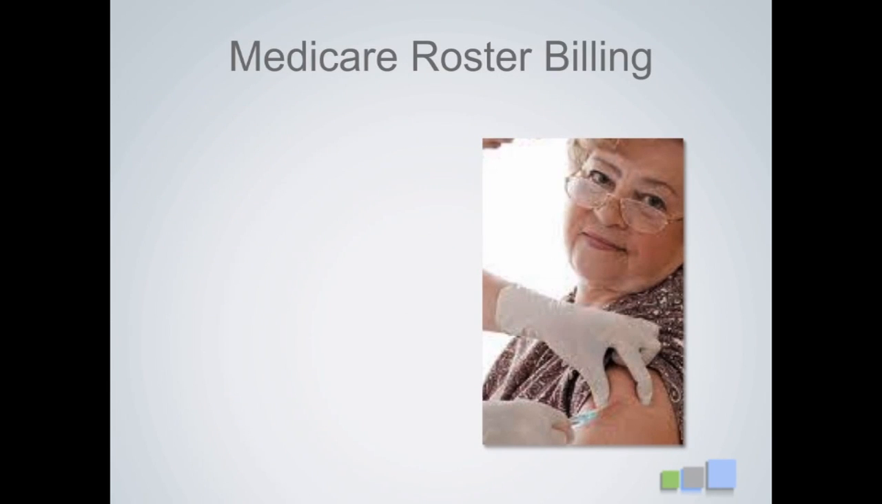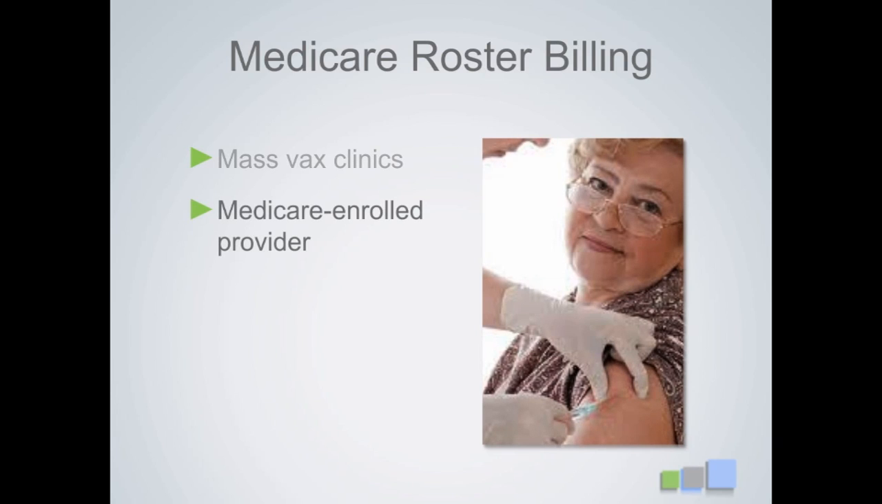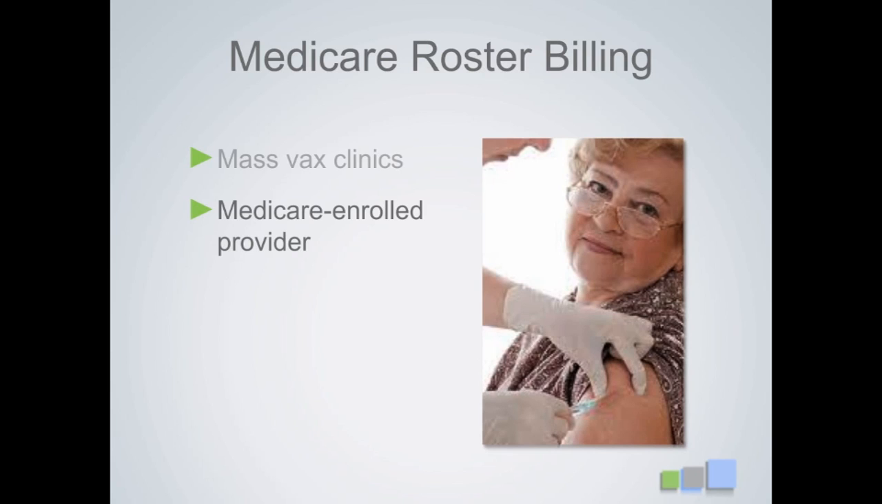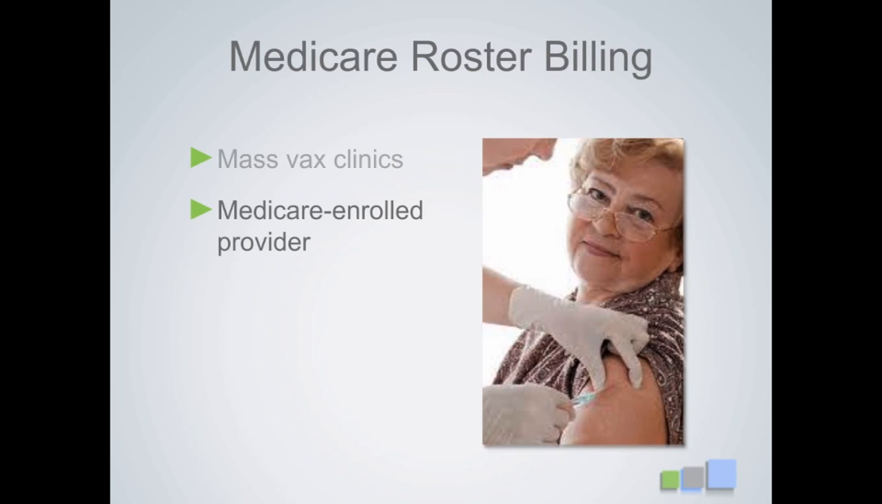Medicare roster billing relates to mass immunization clinics only. You can enroll with Medicare as an immunization roster biller if you are a Medicare-enrolled provider offering vaccinations in a large group setting. For example, this could be a mass flu clinic at a community center or retirement home. Some public health clinics find that if you meet the roster criteria, it's a simpler method for billing.